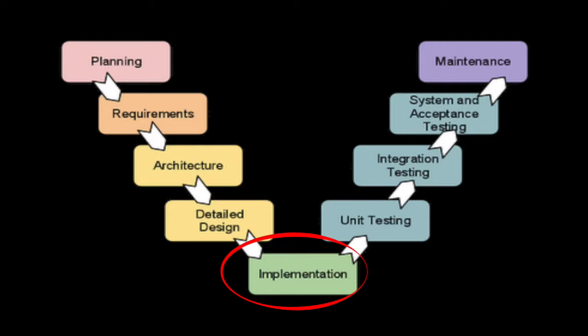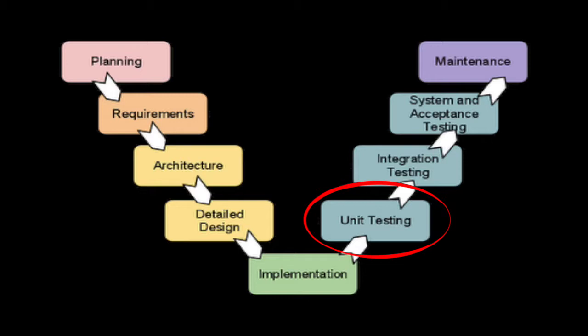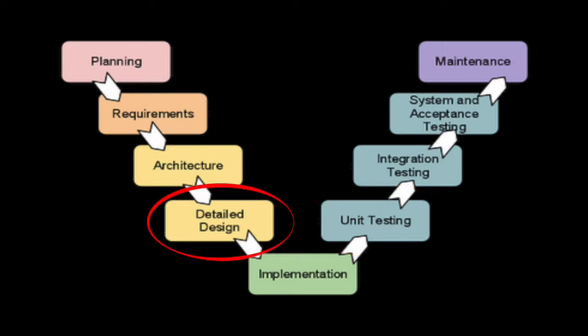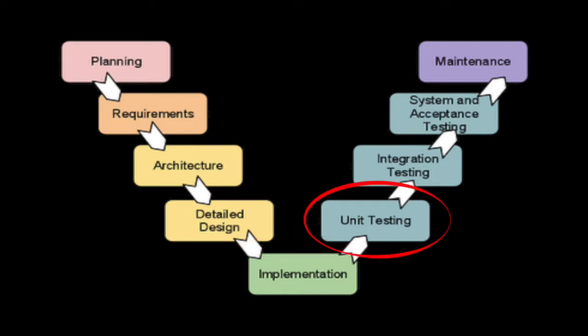So after we implement something, we have unit testing. If there is anything in our unit testing that we recognize is wrong, it says that we've done something wrong with our detailed design. So we would have to go back in, change our detailed design, and then go back through re-implementation and then on to unit testing. Same thing if we go up to integration testing.